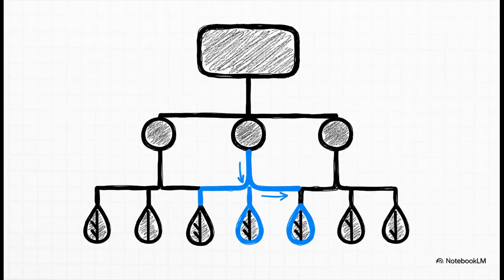You start at the top, at the root, with your very first question. Your answer, whatever it is, sends you down a specific branch to the next question, which we call a node. You just keep following the path your answers create until you hit the very bottom, a leaf. And that's where you find the final prediction.